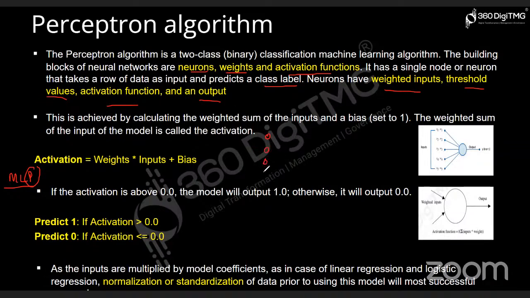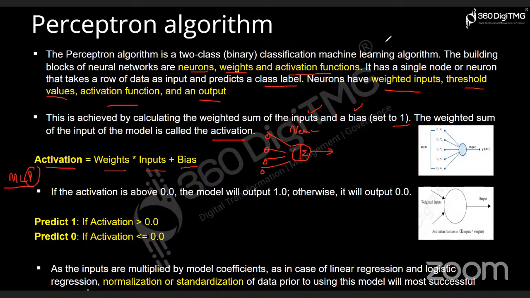So basically, input is followed by a threshold value, followed by an activation function, then an output. This is the diagram of the working of a neuron. The same thing can be achieved by calculating the weights of inputs and a bias. Bias we can set to 1. The weighted sum of the inputs of the model is known as activation. So what is activation? It is the weighted sum of inputs plus bias.